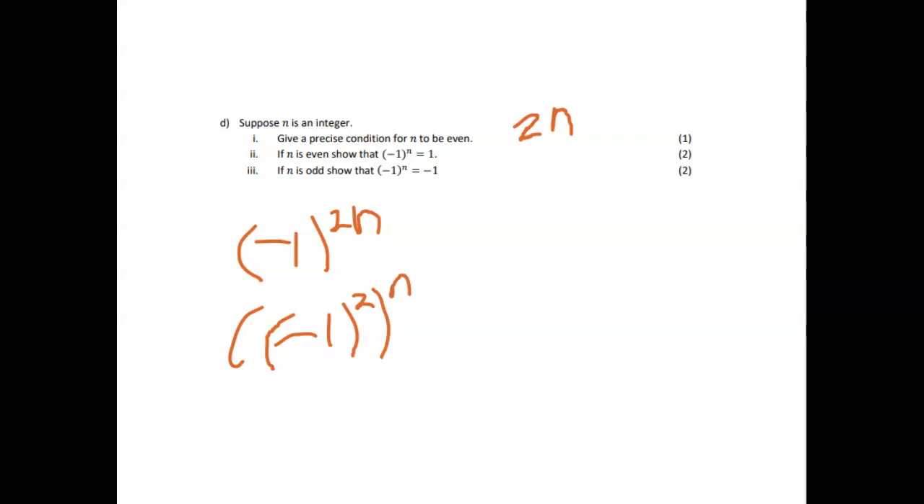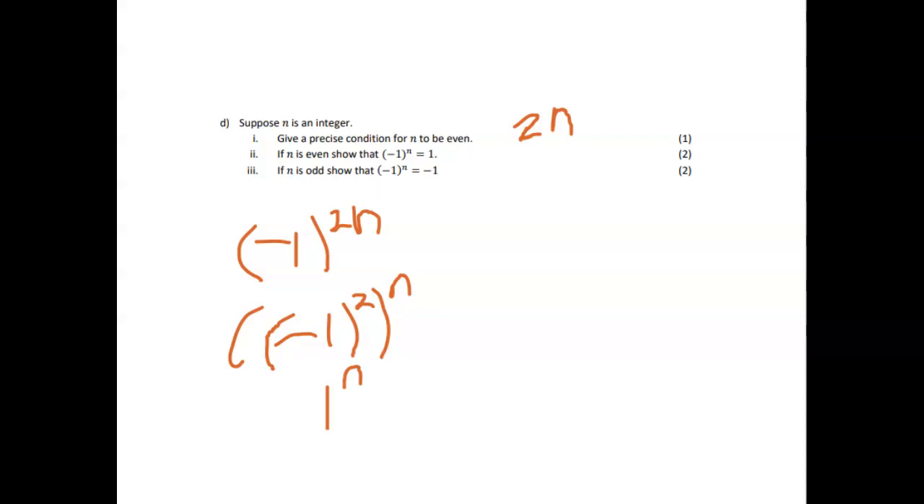Because when raising a power to a power, you multiply. So minus 1 to the power of 2 times n, 2n. You're just rewriting the form here. And then minus 1 to the power of 2, minus 1 times minus 1 is 1, to the power of n. So you get the whole thing to be 1 to the power of n.